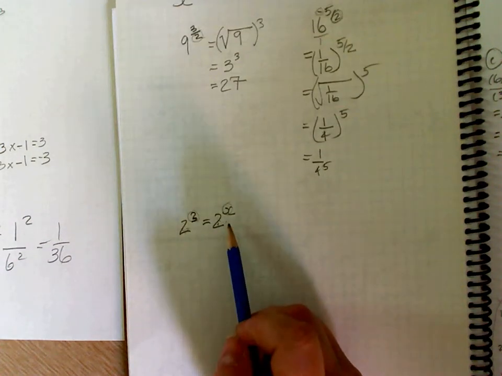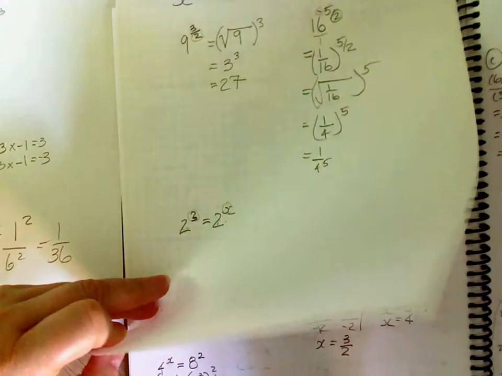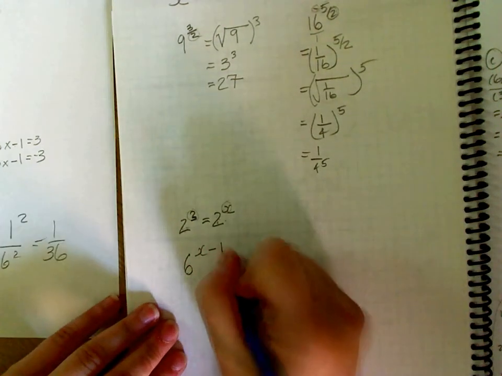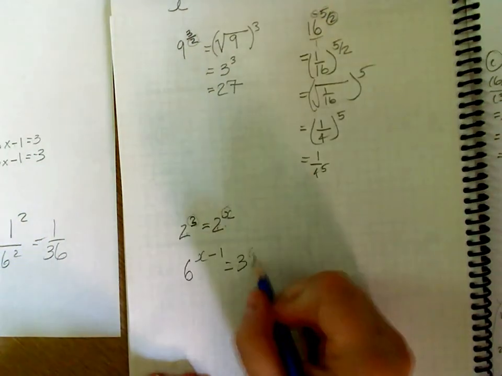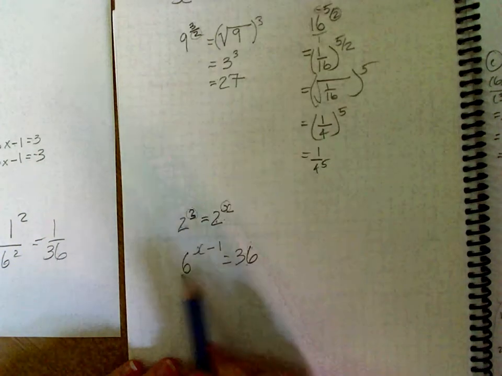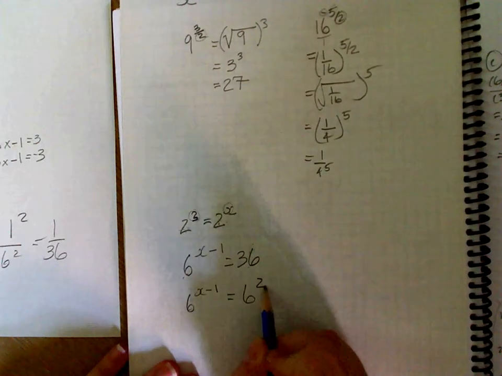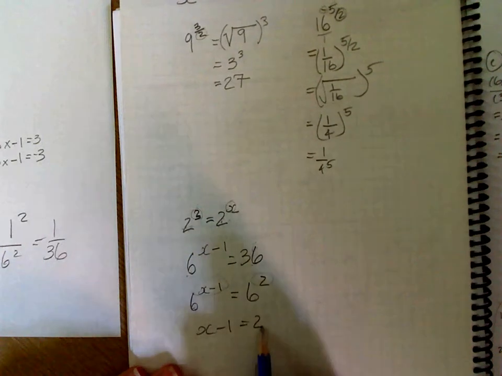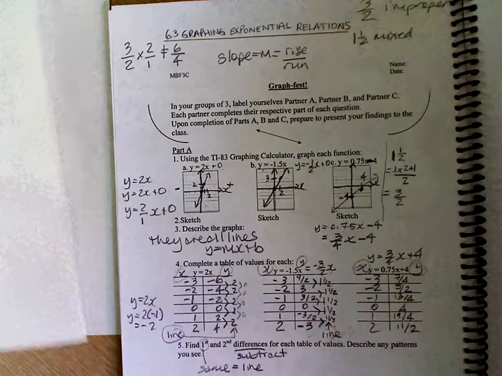So with that concept, we started doing things like, let's say we have 6 to the power of x minus 1 equals 36. That means that we have to make the bases the same so we can compare the exponents. So this is 6 to the power of x minus 1, and this is 6 to the power of 2. And these are going to have to be the same because the bases are the same, so we write that down, and then we solve for x. X equals 2 plus 1, which is 3.